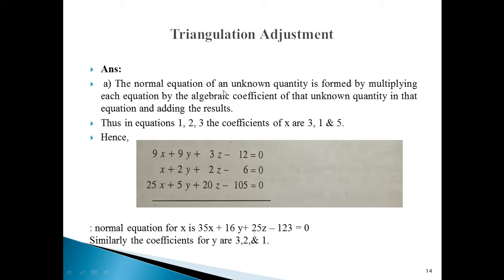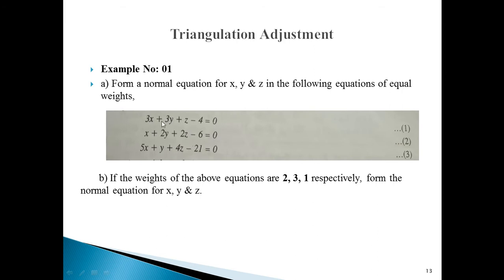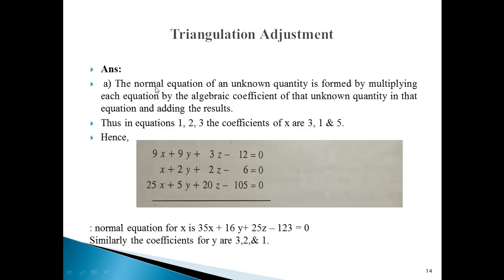The normal equation of an unknown quantity is formed by multiplying each equation by the algebraic coefficient of the unknown quantity. So in this equation, the unknown quantities are x, y and z. The algebraic coefficient for x is 3, for y it is 3 and for z it is 1. So we can form the normal equation by multiplying each equation by the algebraic coefficient of that unknown quantity and then adding the results.